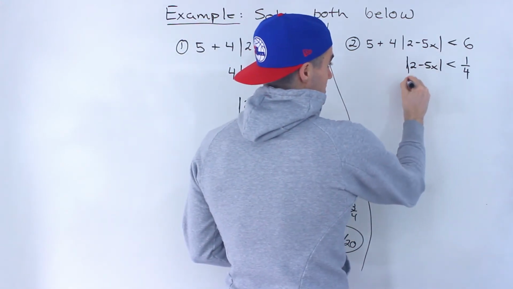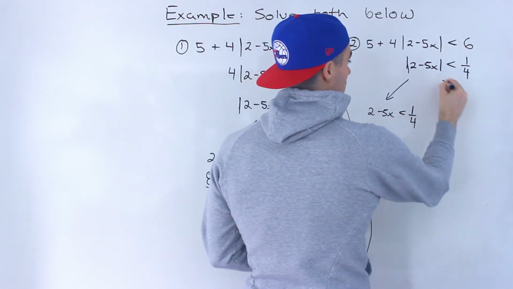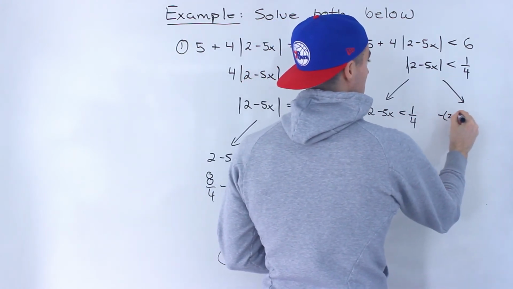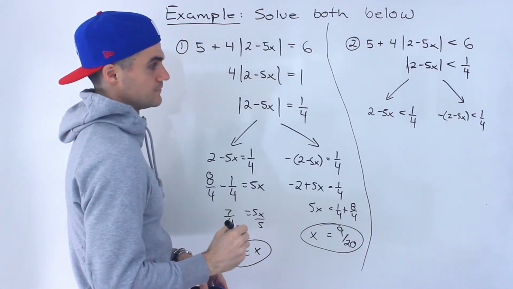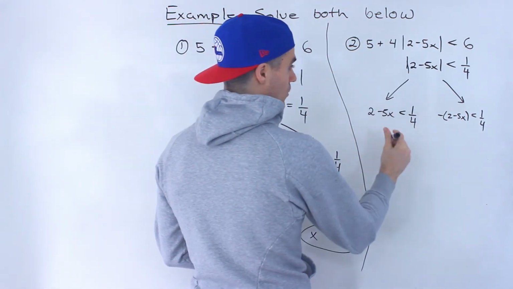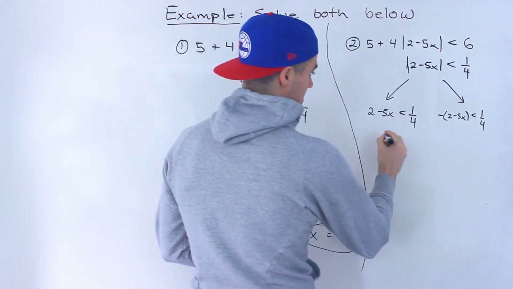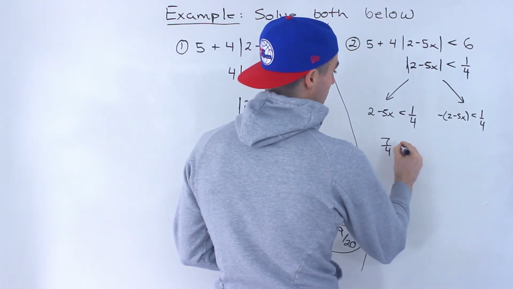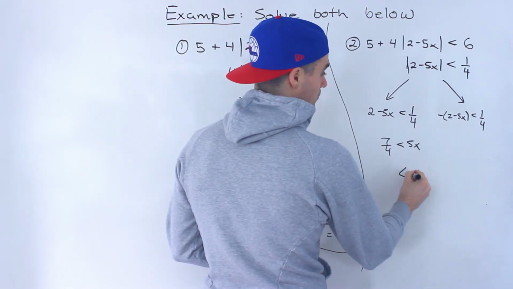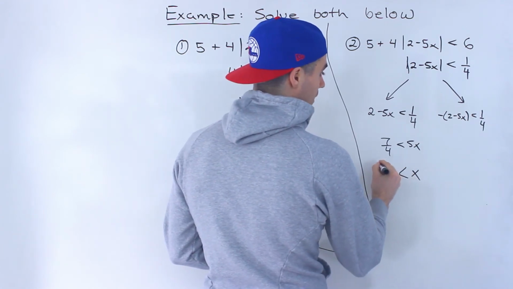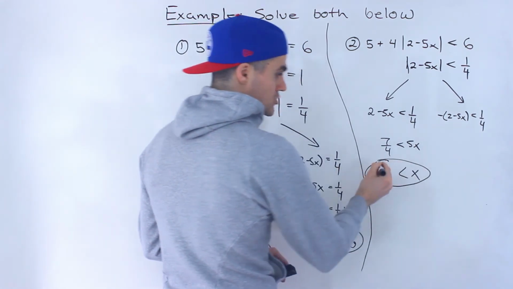And then this, you want to split into two cases as well. So you'd have this, and you would have that right there. So same thing, I'm going to bring this over, bring this over. It would be the exact same algebra. So we would have 7 over 4 is less than 5x. Divide both sides by 5. So we would end up with x being greater than 7 over 20. So that would be the first part of the solution.